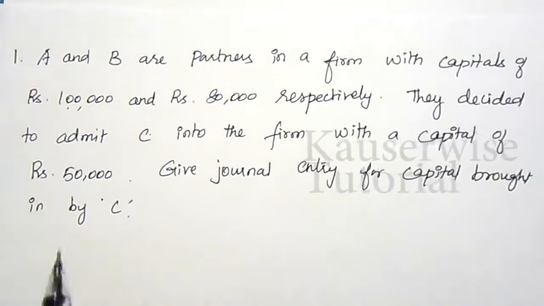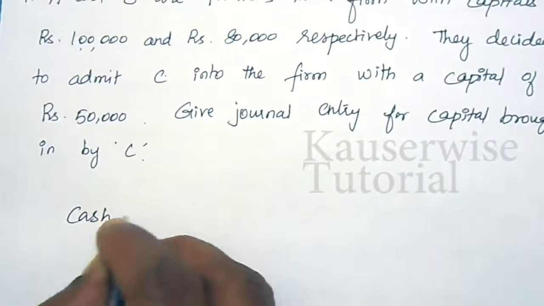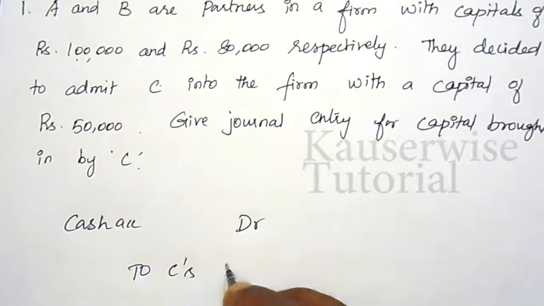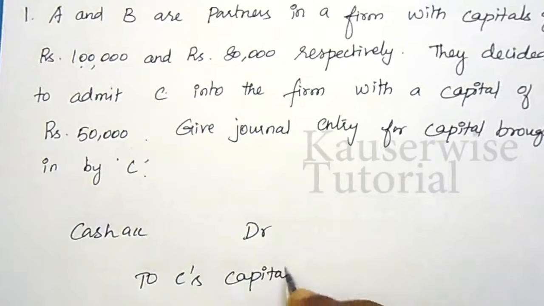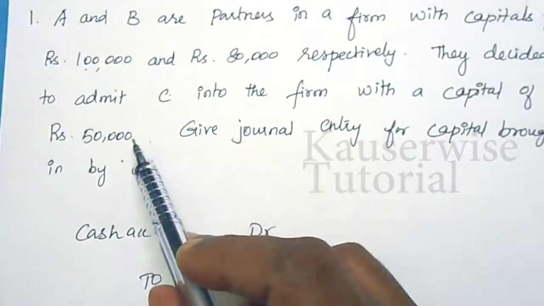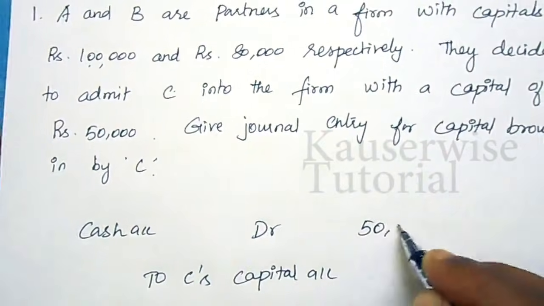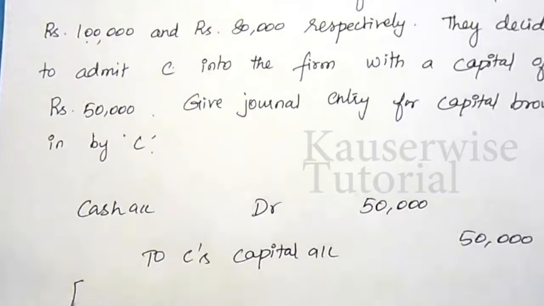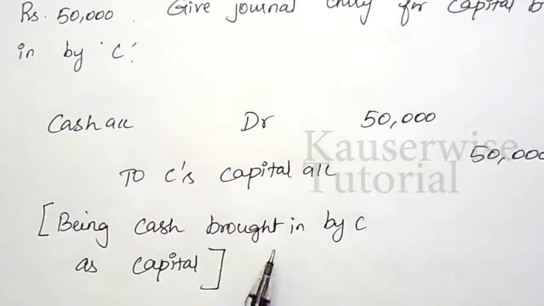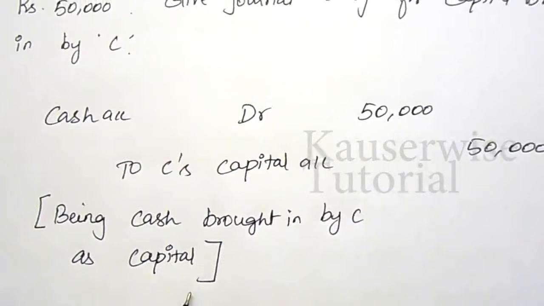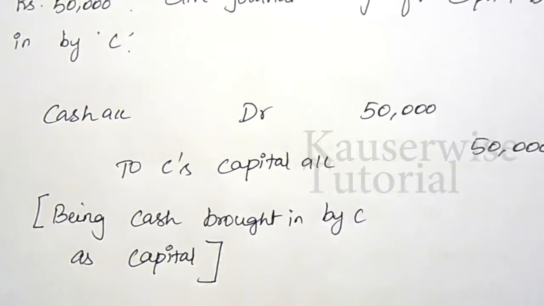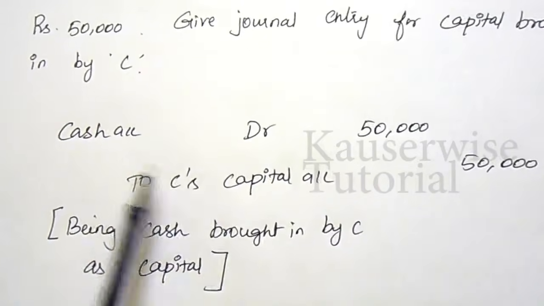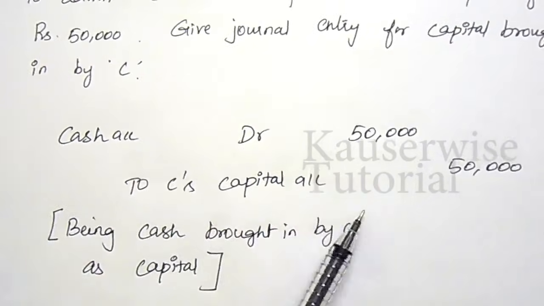The entry for the transaction is cash account debit to C's capital account. How much did he bring? 50,000. So 50,000 on the debit side and 50,000 on the credit side. The narration being: cash brought in by C as capital. This is the entry when the new partner brings capital. You have to make the journal entry, and this amount will be credited to C's capital account.